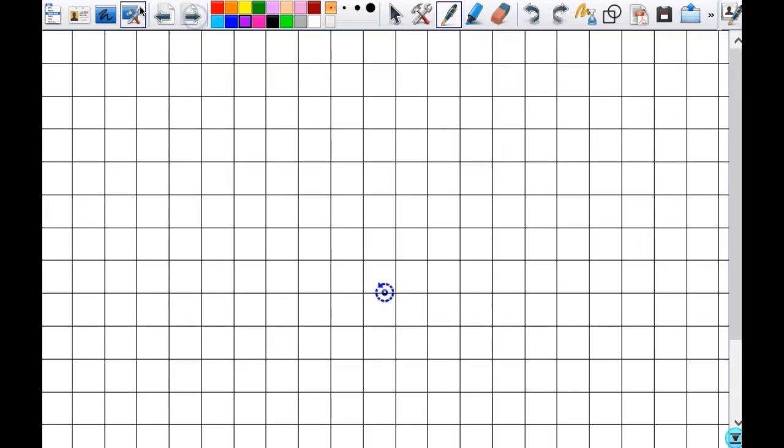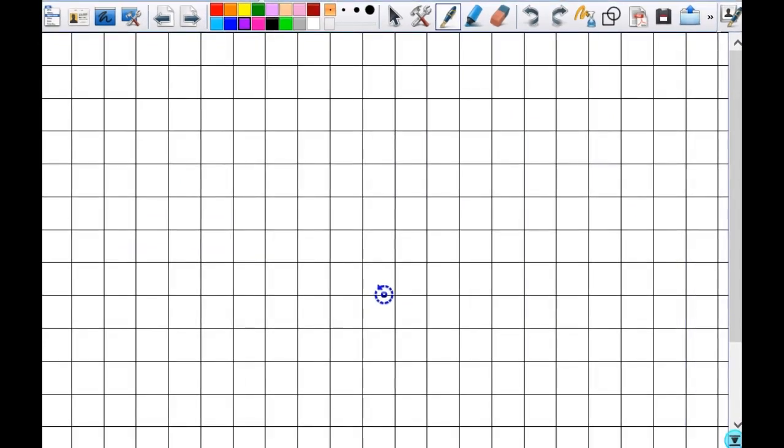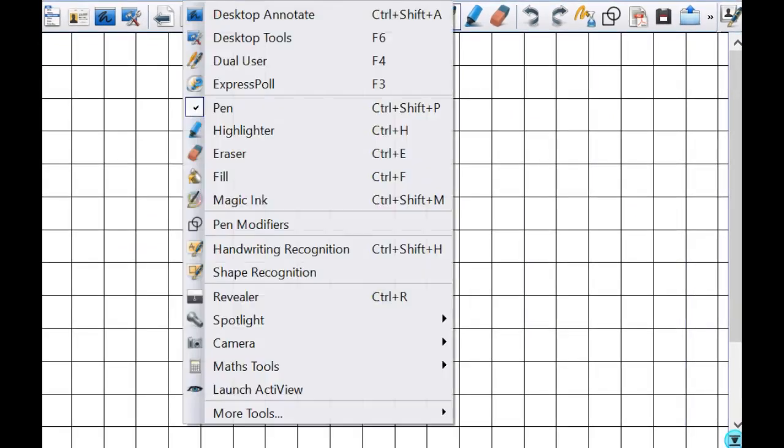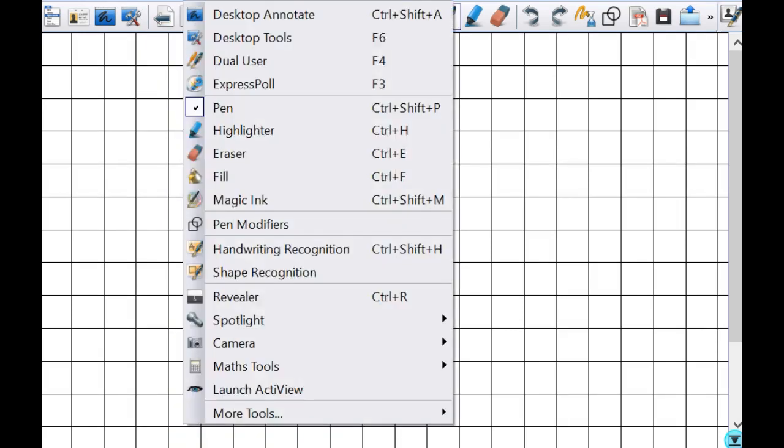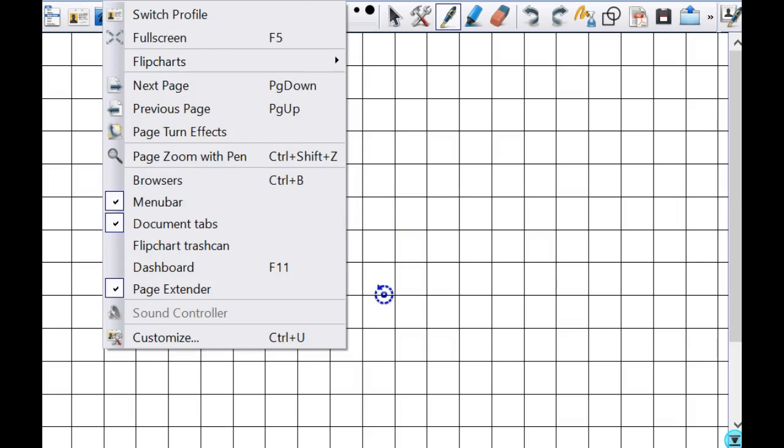And I got to turn my grid off again. I was all prepared with my grid, but now I got to... My recorder's in the way. Okay.